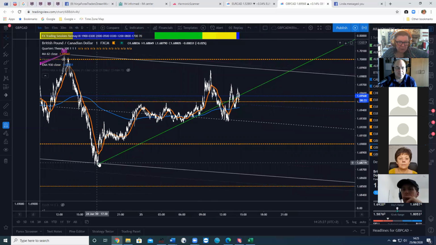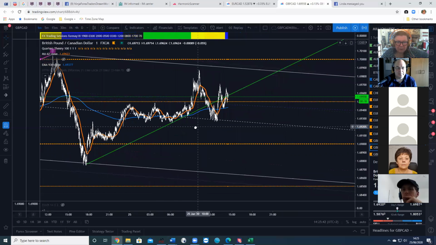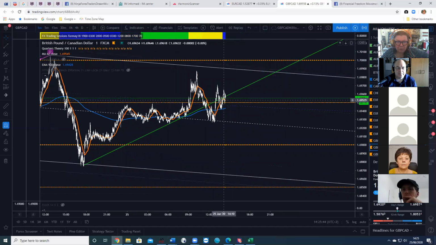So I've got my trend line anchored. I've got 1, 2, 3, 4, 5, 6 good touches. It's breaking down through that trend line now. It is above quarter theory for a buy. It's still technically above the 62. So that's 2 confirmations, and we've had 2 rejections off quarter theory.